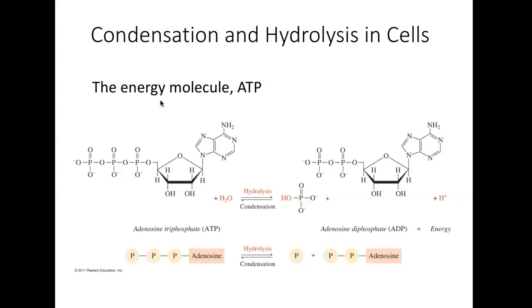So that is how ATP is used for energy. It's actually undergoing hydrolysis, and the hydrolysis of ATP is very, very exothermic.